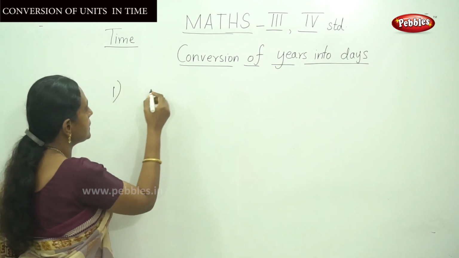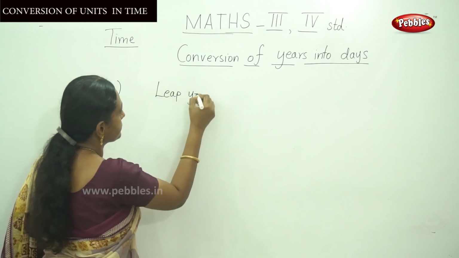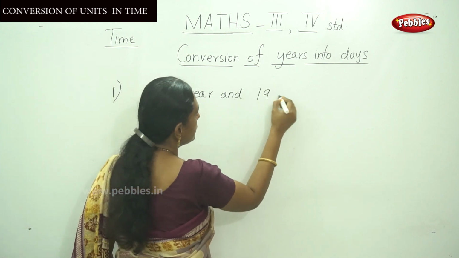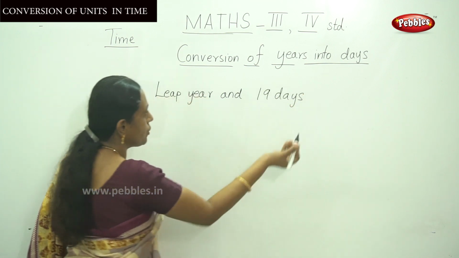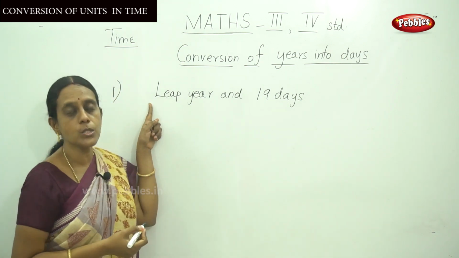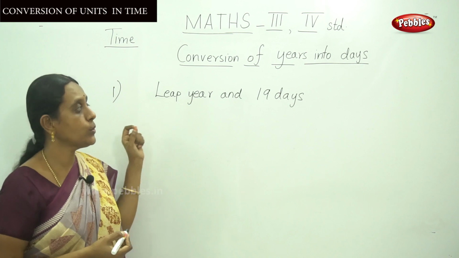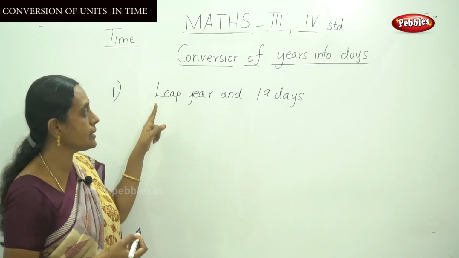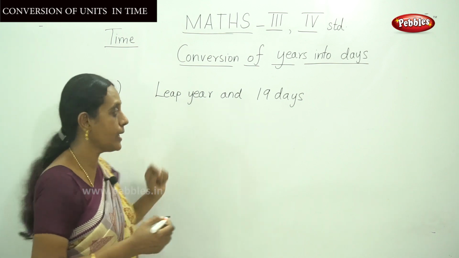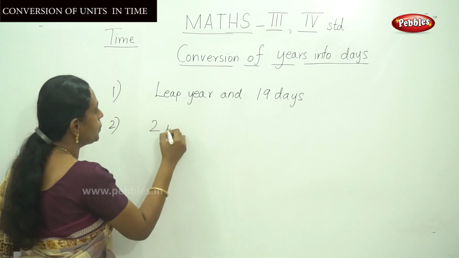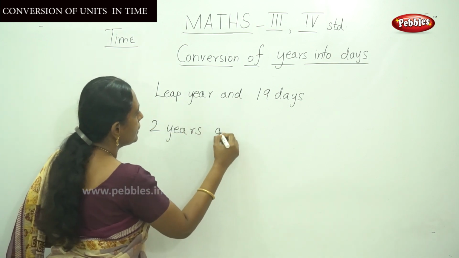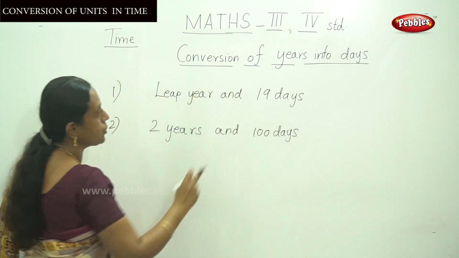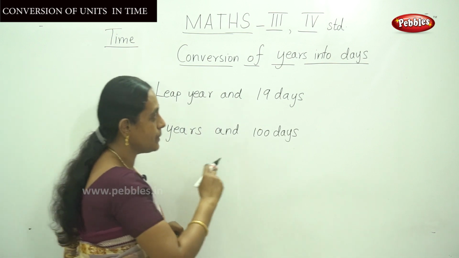That is our question, leap year and 19 days. Conversion of days. Here this is a leap year, so you have to know the tables and units, that is leap year has 366 days. So you have to add 366 plus 19 days. And the next is 2 years and 100 days.